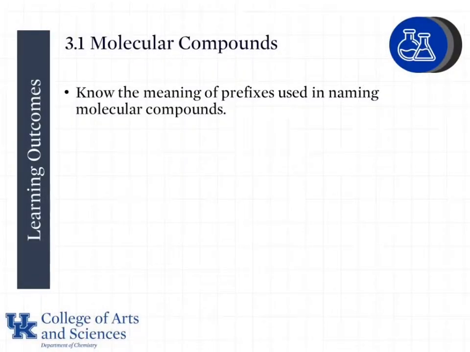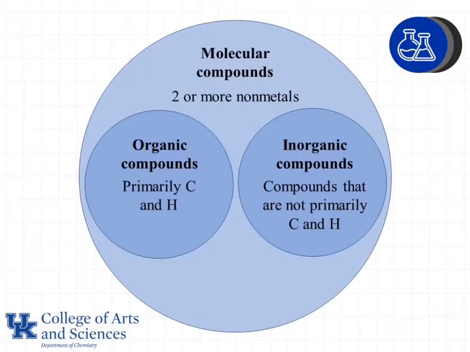In this lesson, we are going to learn how to use the prefixes in naming molecular compounds. When we look at molecular compounds, we know that they're made of two or more nonmetals. We can further subdivide this into organic and inorganic compounds. Organic compounds are composed primarily of carbon and hydrogen, and inorganic compounds are those that are not primarily carbon and hydrogen. So they still contain nonmetals, but they're not primarily composed of carbon and hydrogen. And we're going to focus first on these inorganic compounds. When we talk about naming molecular compounds, what we're referring to is our inorganic compounds.